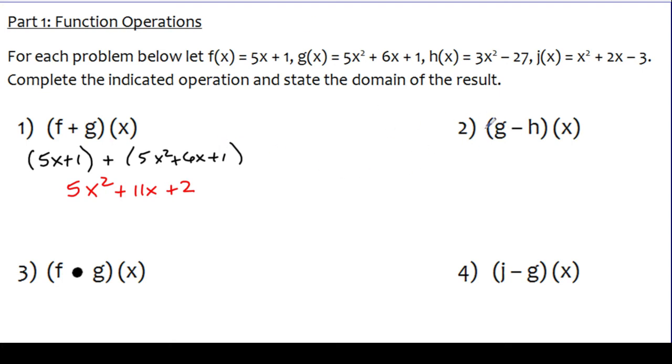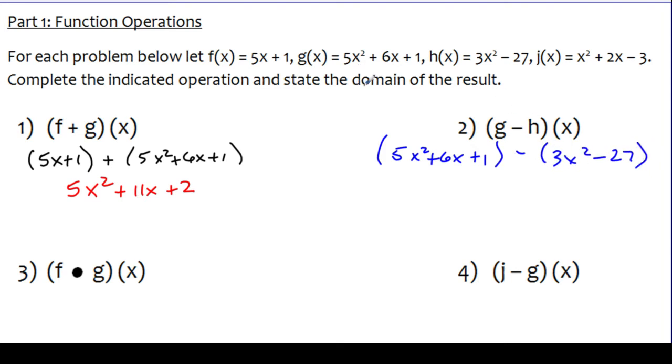Here's why it's important to put them in parentheses. When you do g minus h, the minus sign applies to everything that's in h. So let's write them down in parentheses. G minus h is going to be, let me bring down the expressions: 5x squared plus 6x plus 1. That's g, and then h is, in parentheses, 3x squared minus 27.